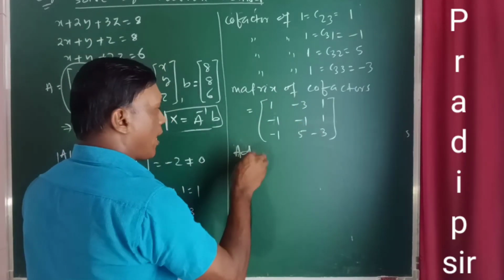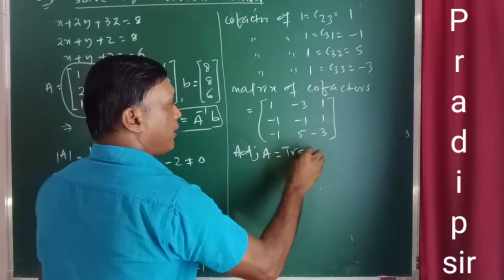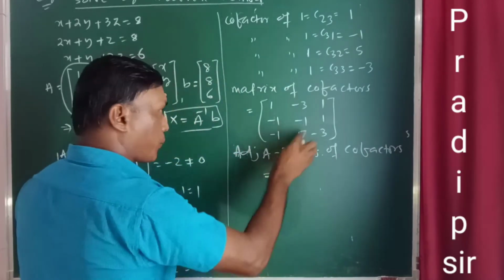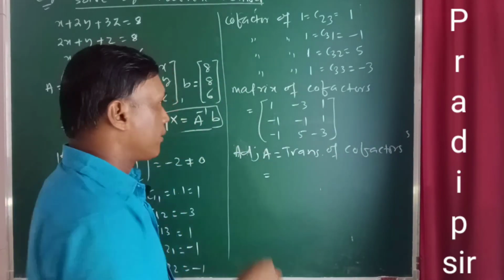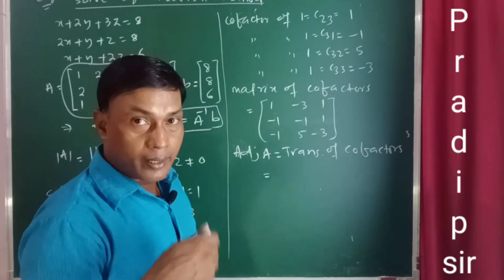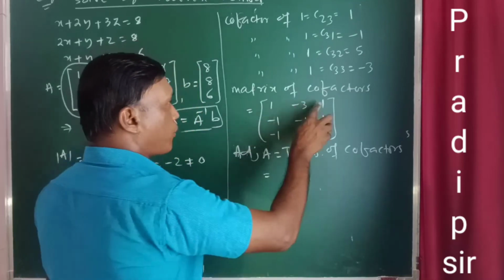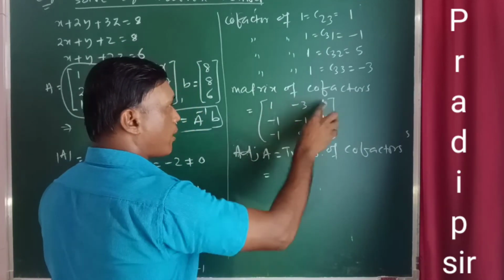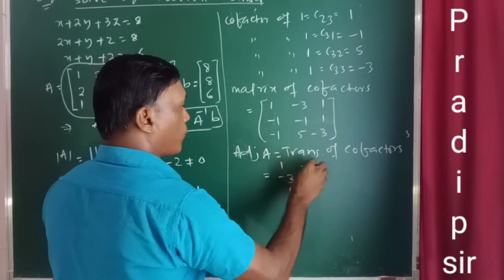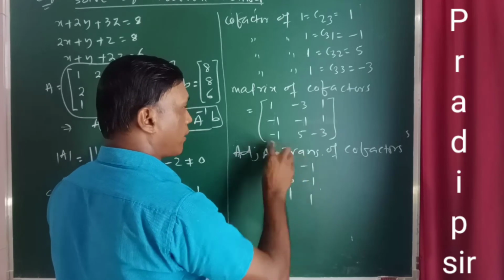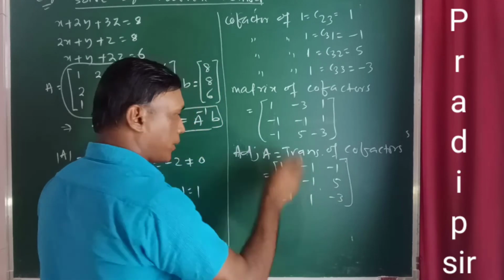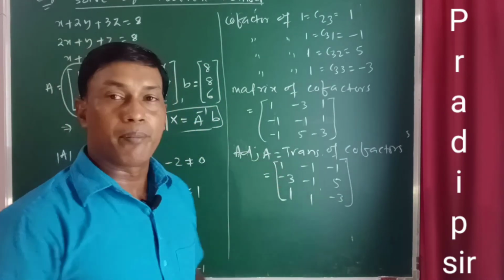Next is adjoint A. Adjoint A is transpose of cofactors. ये जो cofactor matrix है, इसका ट्रांसपोज ले लेंगे. So transpose means रो और कॉलम इंटरचेंज हो जाएंगे. We have to interchange the rows and columns. First row becomes first column, 1 3 1, -3 1. Second row will be second column, and third row will be third column. So this is the adjoint matrix.